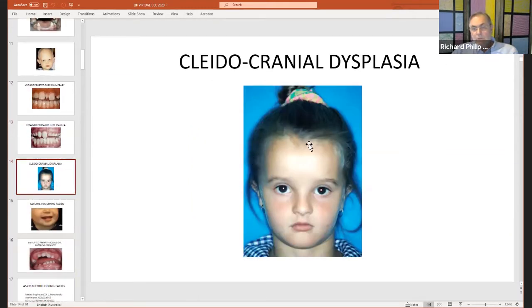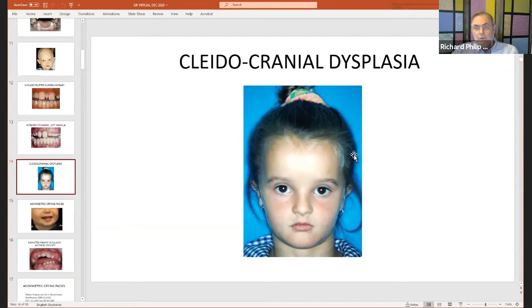This is an example of a young lady with cleidocranial dysplasia, a classic presentation of very delayed loss of primary dentition because of multiple supernumerary teeth, 40, 45, 48 I've seen, permanent teeth, crowding the maxilla and mandible.